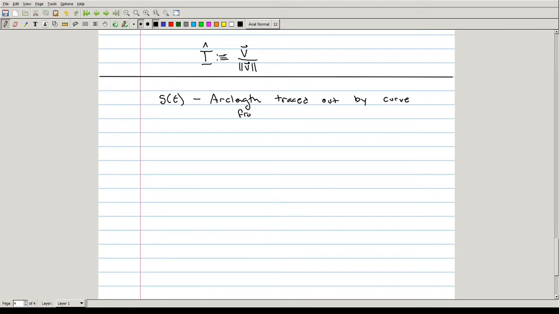from some initial time, which very often could be 0, or not time, but parameter value, we'll say, because the parameter doesn't necessarily have to be time, to some final parameter value t. And the way that we define this is as follows.